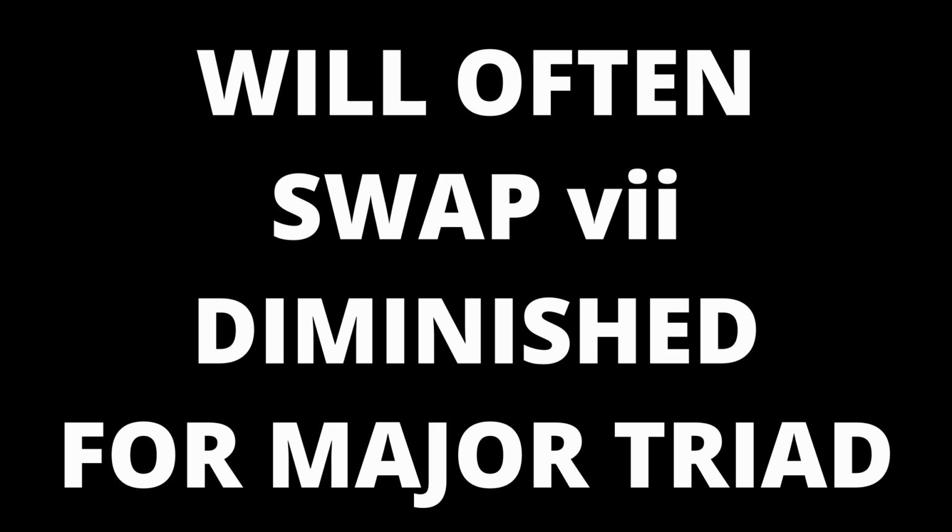Songwriters will often replace the 7 diminished chord in a major key with a major triad in order to make their progressions less dissonant and tense. This is called a flat 7 chord. If you want to learn more about this, then check out our video in the description below.